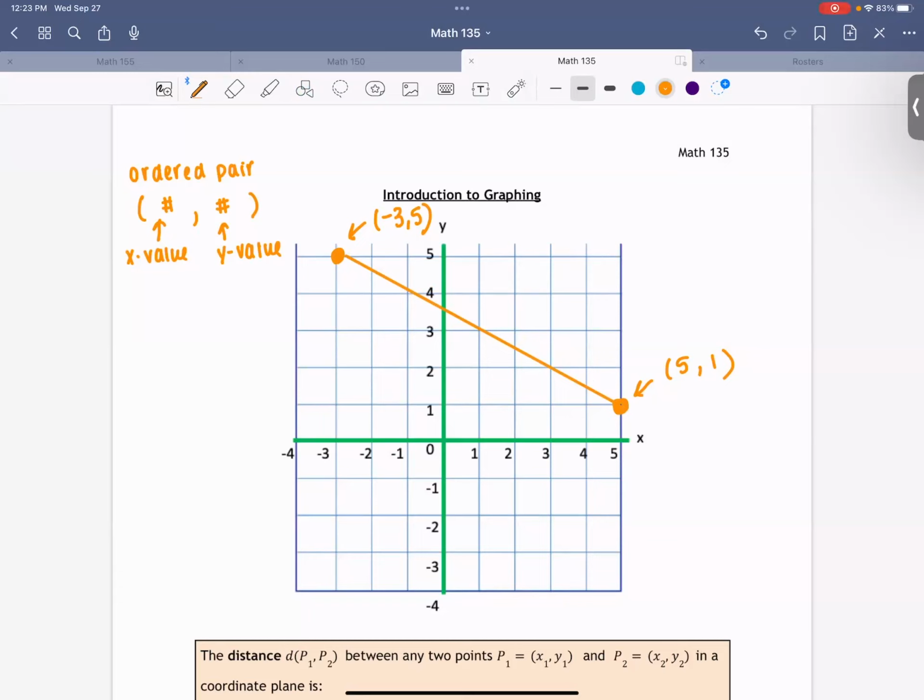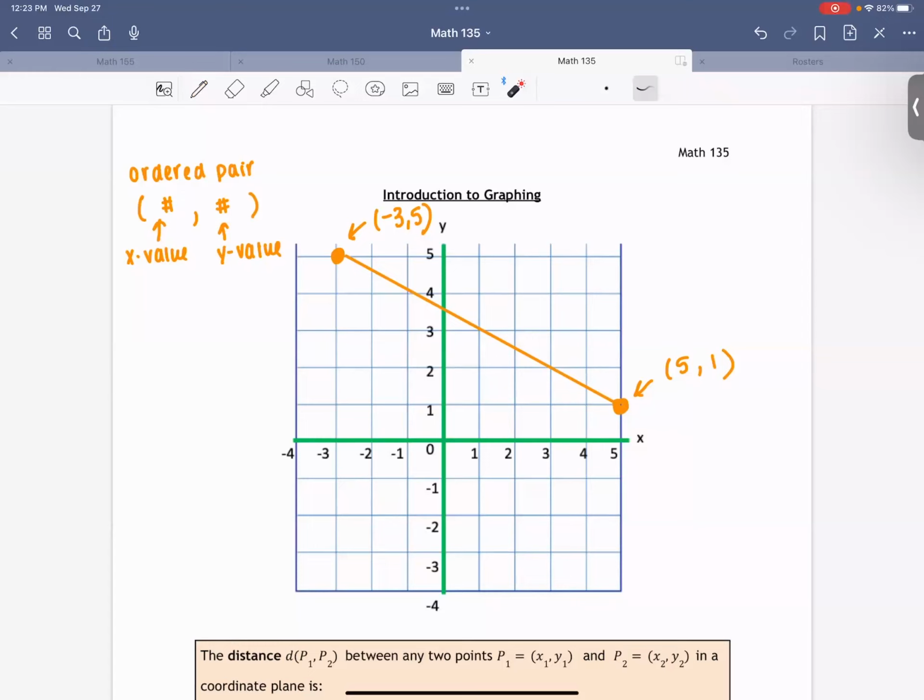Sometimes we're interested in how long the line is, right? So what's the distance between 2 points and how long is this line? Of course, we can take a ruler and measure how long the line is. That's definitely a way we can go about doing it. But mathematically, there's actually a way that we can find how long the line is.